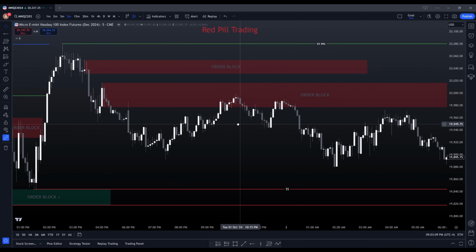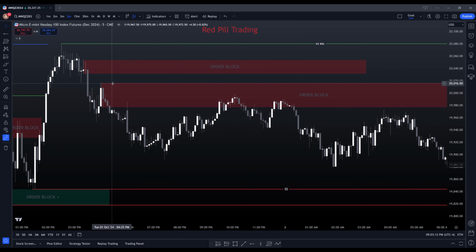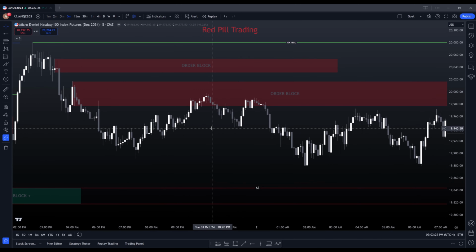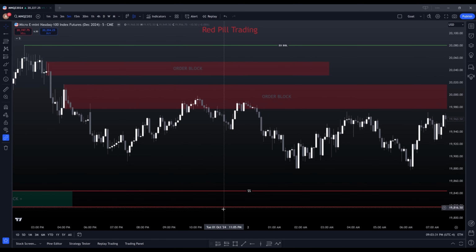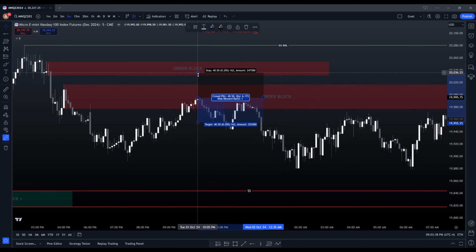Does it retrace into this area? Yes. How big is this block? 20,017 all the way down to 19,977. That's quite a big block. So I would be looking to enter right at the tip of this area. I'd be looking to enter at the equilibrium, aka the halfway point of this box. Okay. So as price is coming back in, if you have everything ready and you see price starting to reject in this area from the equilibrium, you can place your trade. Stop is still going to be the same, right above the box.